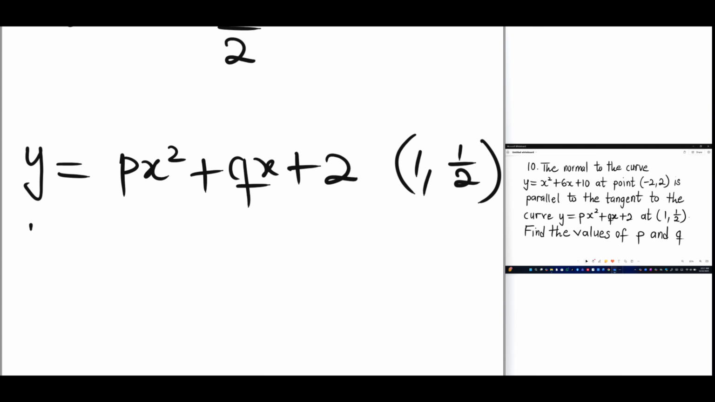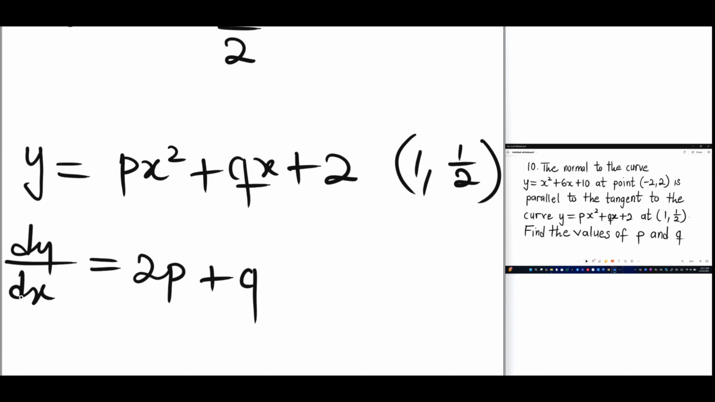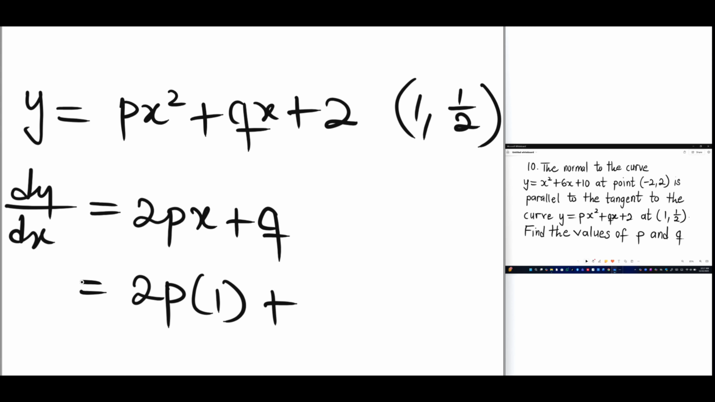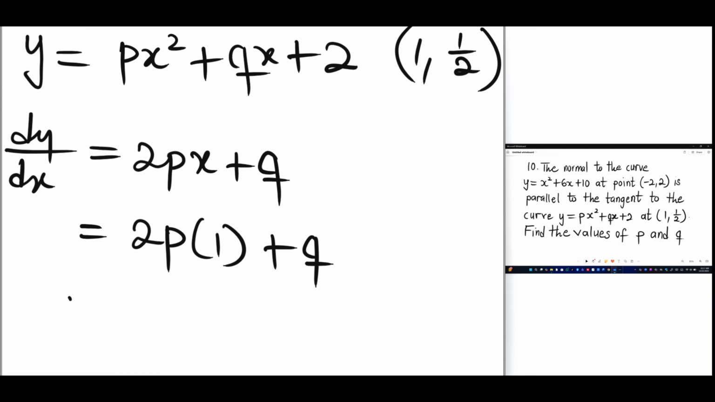All right. So we find our gradient function by differentiating the function. The first term will be 2px, plus q. We have the x component of the point to be 1, so we substitute 1 in place of x. So we are now going to get 2p plus q. And this is the gradient of the tangent to the second curve.